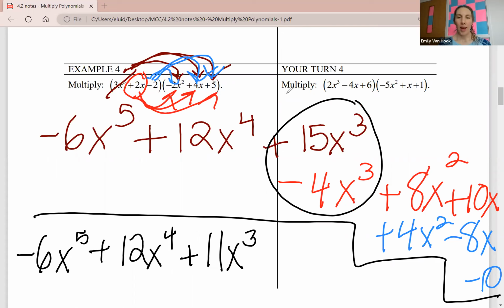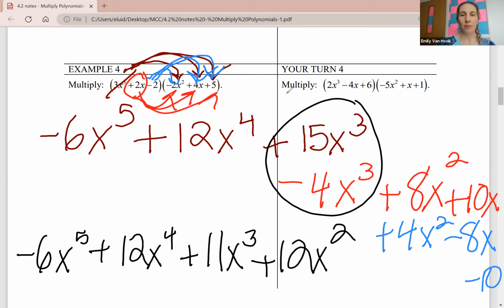Next, we're going to combine the x squareds. 8 plus 4 is 12, so plus 12x squared. Notice when we combine, we're not changing the exponents. We're just combining the coefficients and keeping the exponent the same. Positive 10x minus 8x would be positive 2x. Okay, I'm just making a little space here. So plus 2x. And then the minus 10 is just there, minus 10.